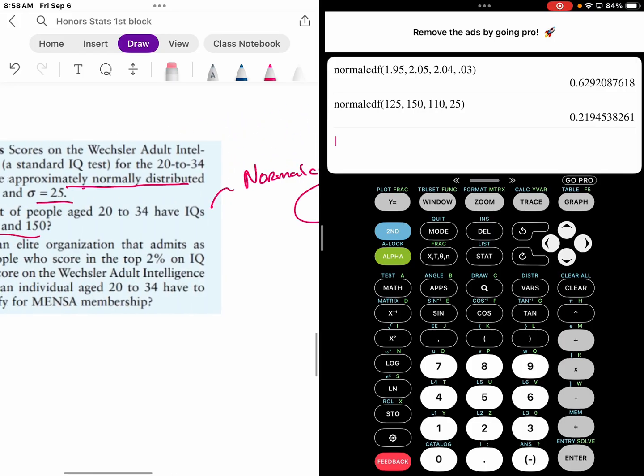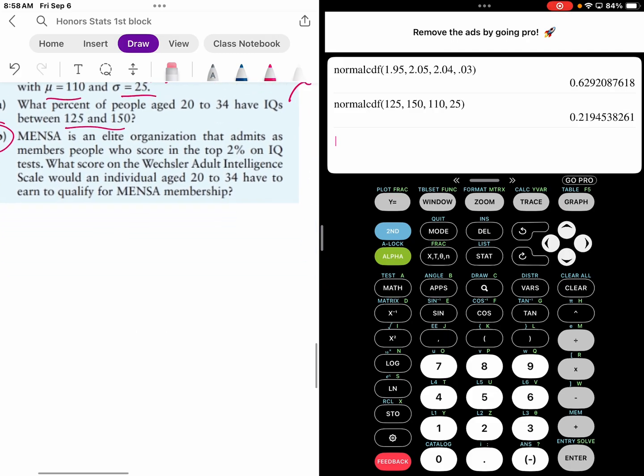So there's part A. Now, part B, we can do part B with z-scores and use that z-table. But I'm going to try to show you with the calculator. Mensa is an elite organization that admits members, people who score in the top 2% on IQ tests. What score on that adult intelligence scale would an individual between the ages of 20 to 34 have to earn to qualify for that membership?